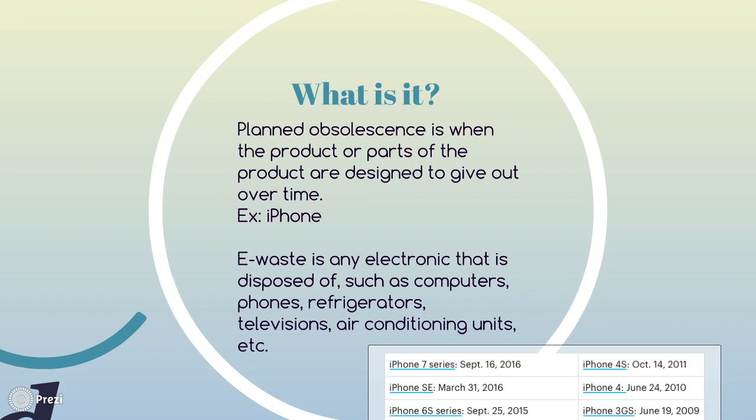Let's get started by just defining the terms. Planned obsolescence is when the product or parts of the product are designed to give out over time. This is a business or marketing strategy designed to create consumer need for a newer, updated version of a product. A good example is the iPhone. E-waste is any electronic that has been disposed of, such as computers, phones, refrigerators, televisions, air conditioning units, etc.